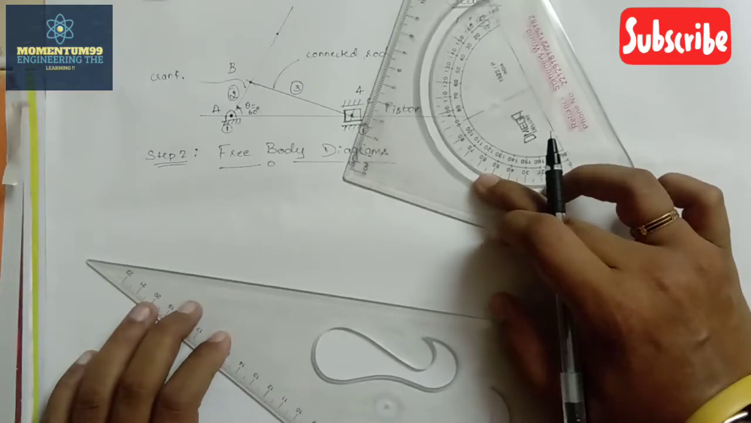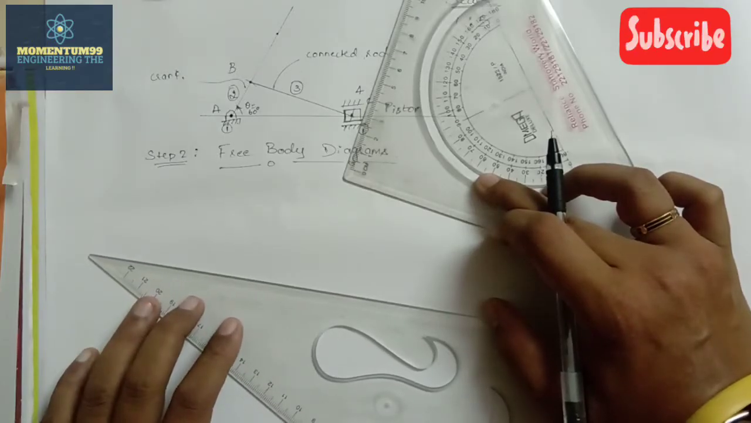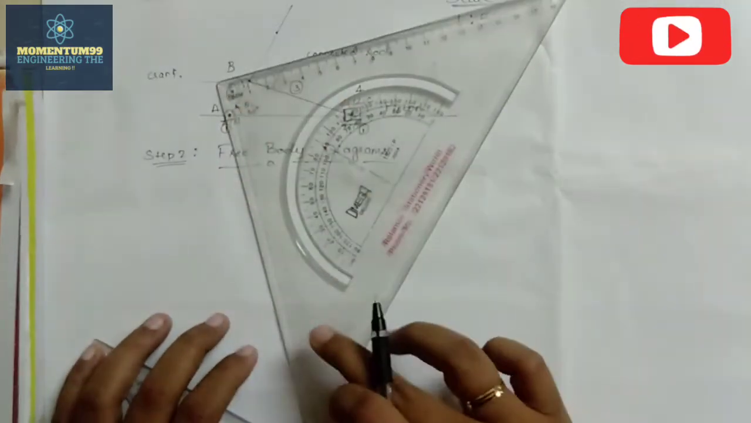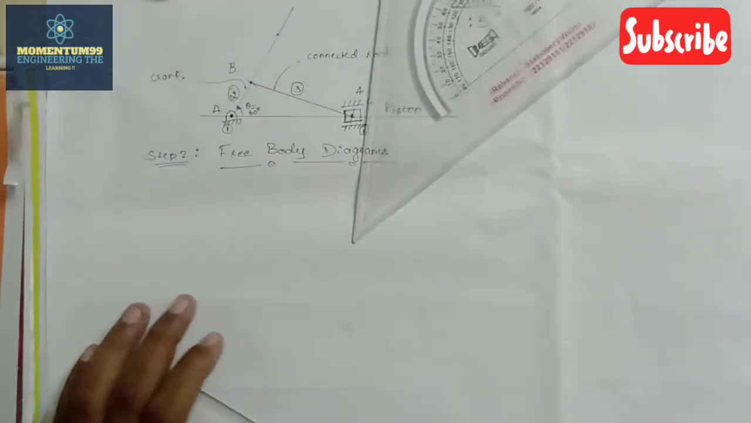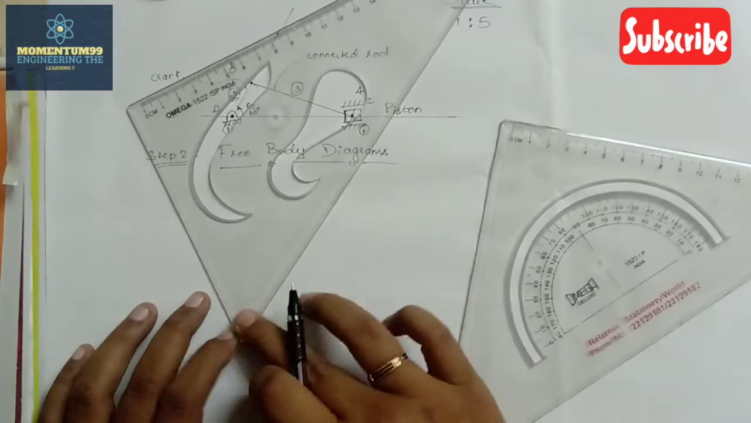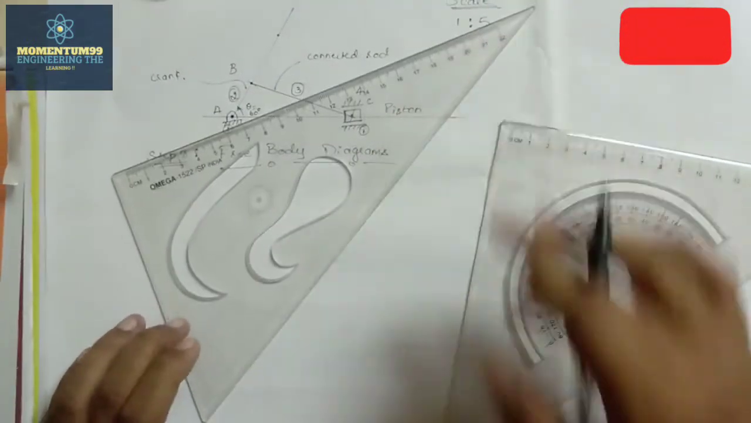Now to begin with, we'll start by drawing the free body diagram of the crank here. To draw the free body diagram of the crank, which is at an angle of 60 degrees from IDC, you can make use of two set squares here. One is the 90, 45, 45 set square, and the second one is the 90 degree, 60 and 30 degree set square.